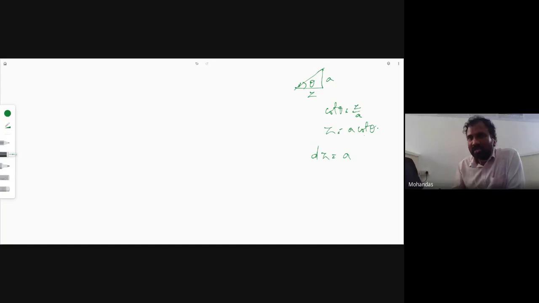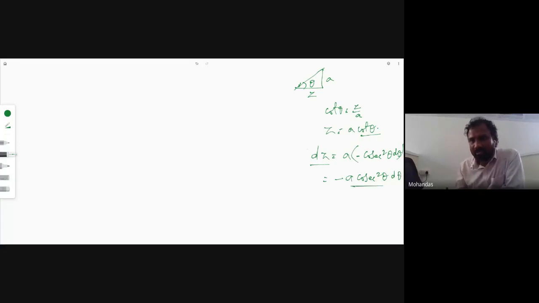A into, what is the differentiation of cot theta with respect to theta? Please respond on differentiation of trigonometric formulas. Minus cosecant square theta d theta. So dz equal to minus a cosecant square theta into d theta.